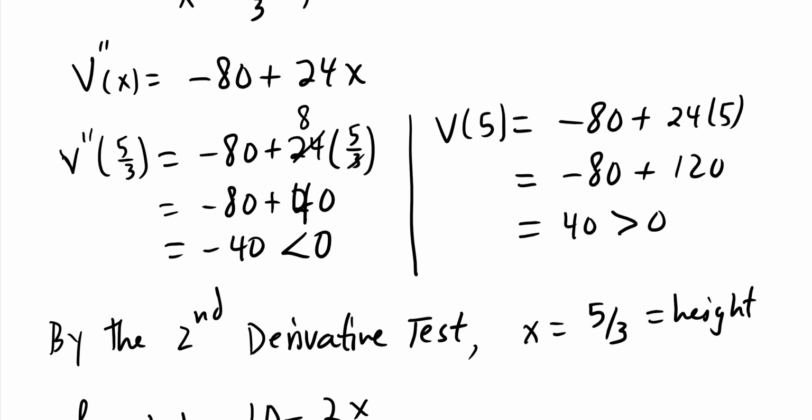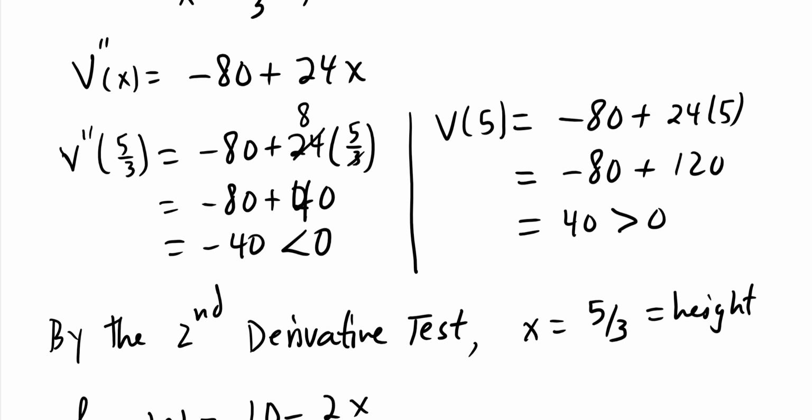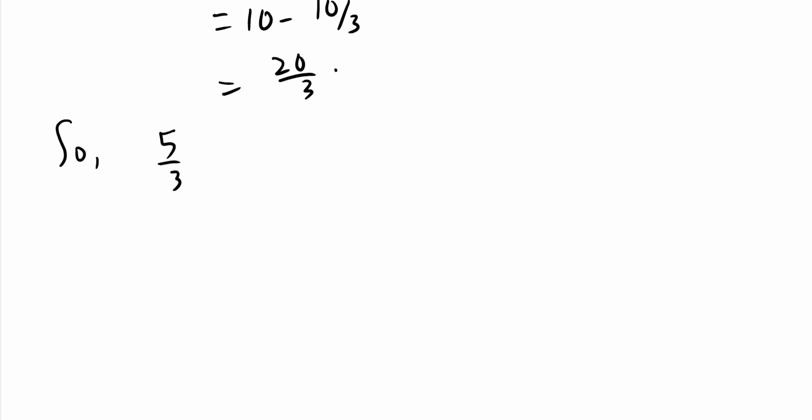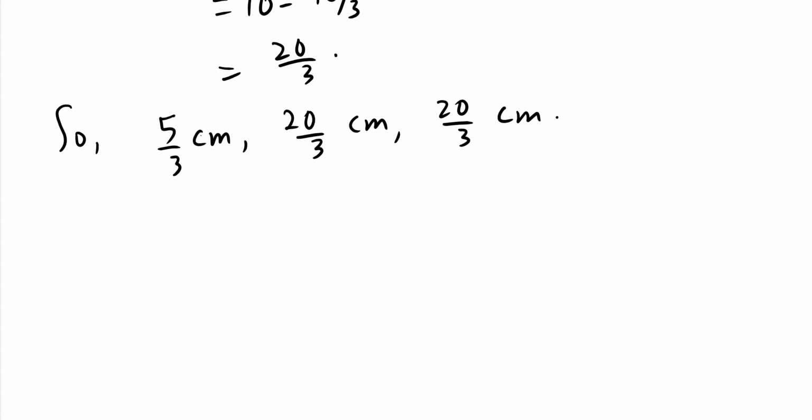Don't forget the units. The problem started with centimeters, so those will be in centimeters. 5 over 3 centimeters for the height, 20 over 3 centimeters for the length, and the width is the same. So it has a square base. Those are the dimensions again that would maximize the volume of the box.